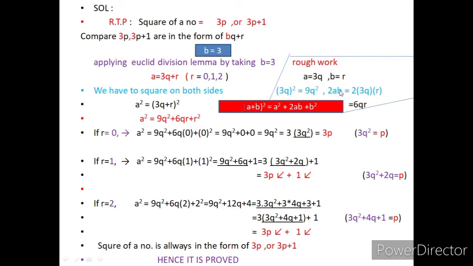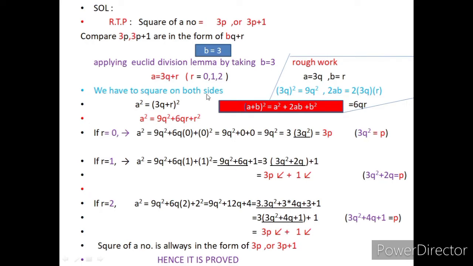Then come to 2ab. Here 2 is a constant, a is 3q, and b is r. So 2 of 3q into r is 6qr. These are rough work, so I will write plus 6qr. The last term is b square. B stands for r, therefore it becomes r square. Whenever you square like this, the problem will be easy to calculate.